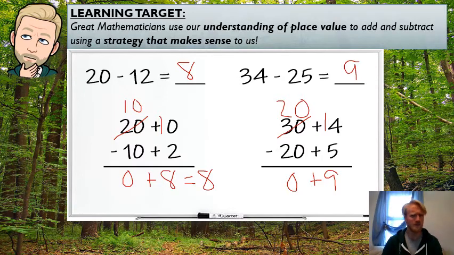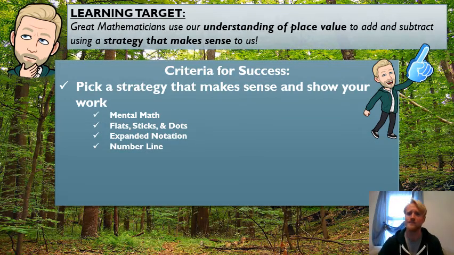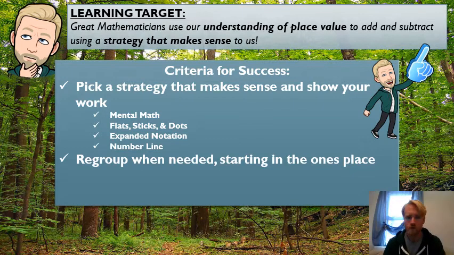All right. Yo, we are doing really, really well today. So let's recap. Criteria for success today, guys, as you get into your work on assessments. Again, pick a strategy that makes sense and show your work. Mental math, flat sticks and dots, expanded notation, underline. You saw just in my example, I was using expanded notation, but I was also using my mental math strategies in there as well. Regroup when needed, starting always in the ones place.